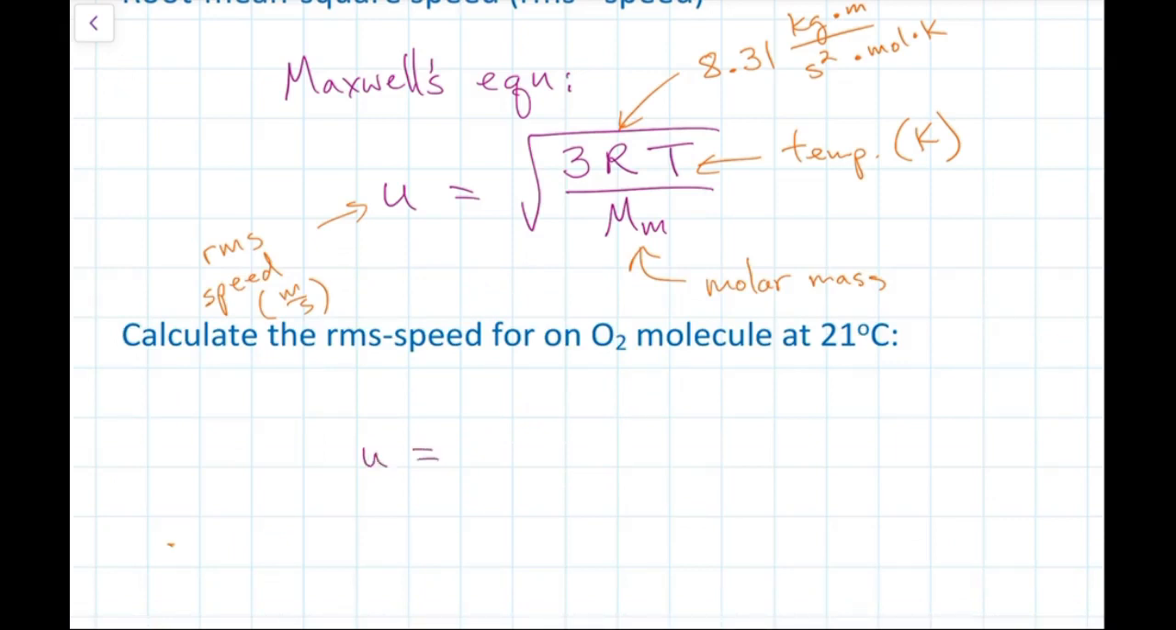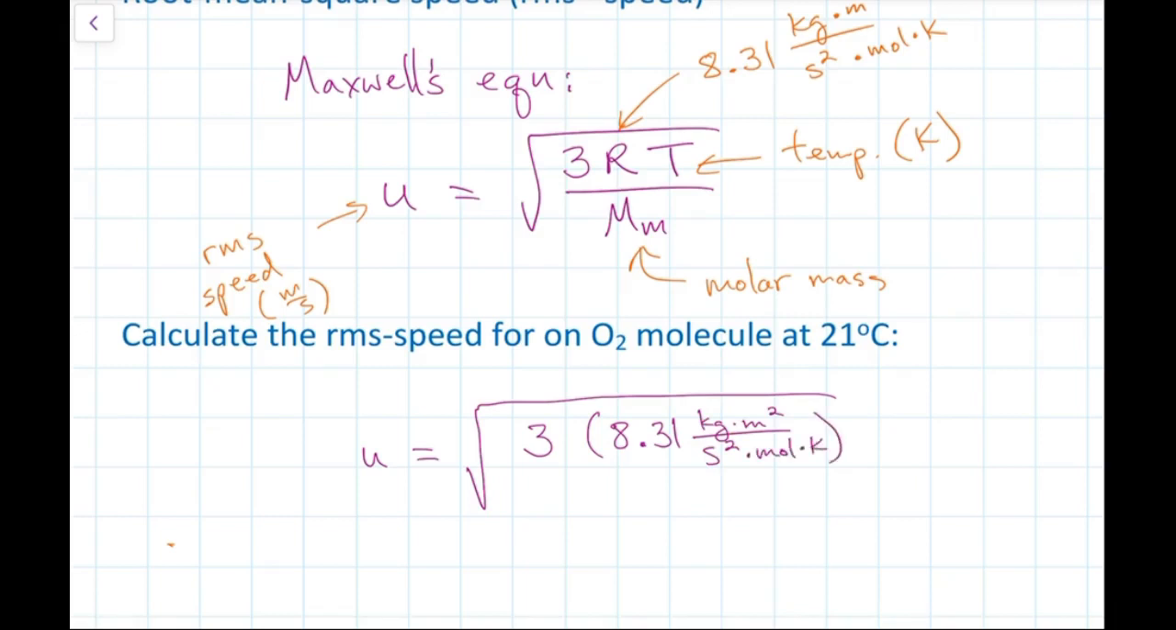So U equals, and then it's going to be 3 times 8.31 kilograms times meters squared over seconds squared times moles times kelvins. And then our temperature is 21 degrees Celsius, so that would be 294 kelvins. And then the molar mass of oxygen is 32, that's 32 grams per mole.